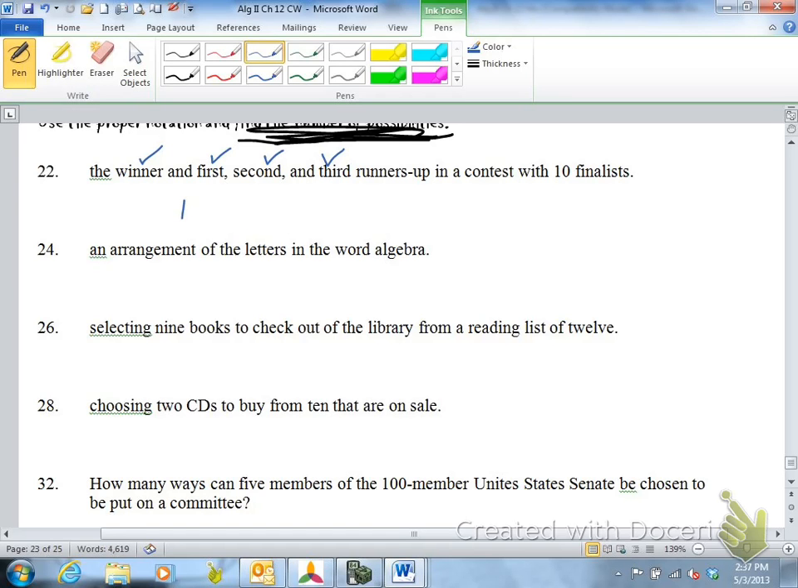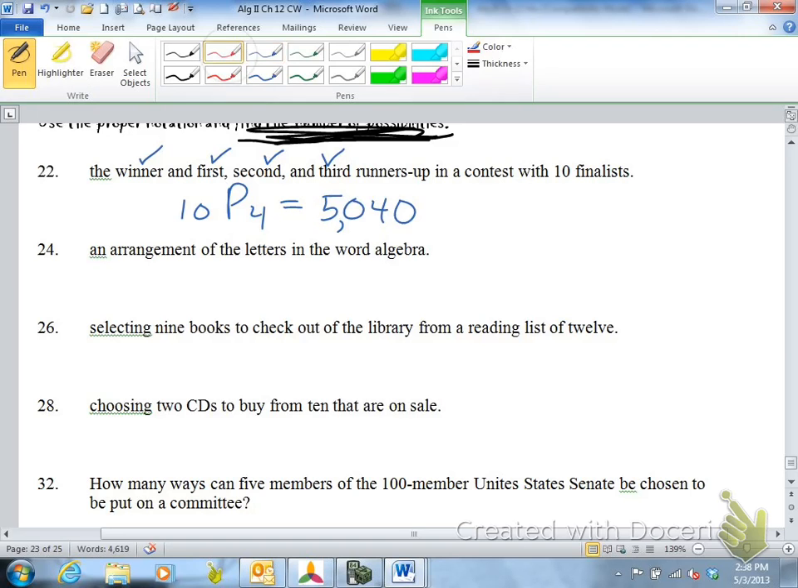So it's a permutation. The order matters. Order matters in a race, right? The first 2 people who finish, the first and then the second, it would be different if you switched them. The first place person would get really angry if you said, oh, it doesn't really matter who's first and second. No, the order matters. So you have 10 people and it's 10 permutate 4, which equals 5,040.